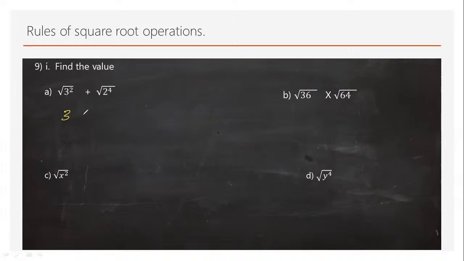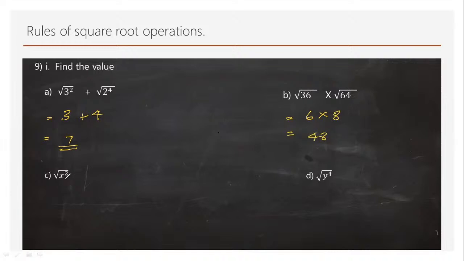3. 2 to the power 4 means 2 to the power 2 remaining, that is 4. 3 and 4, the answer is 7. Then 36 into 64. The square root of 36 is 6. Then the square root of 64 is 8. Then the answer is 6 times 8, 48.